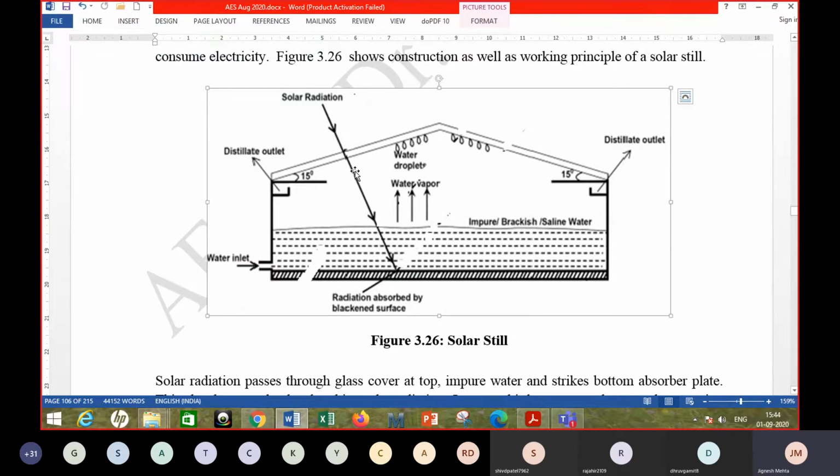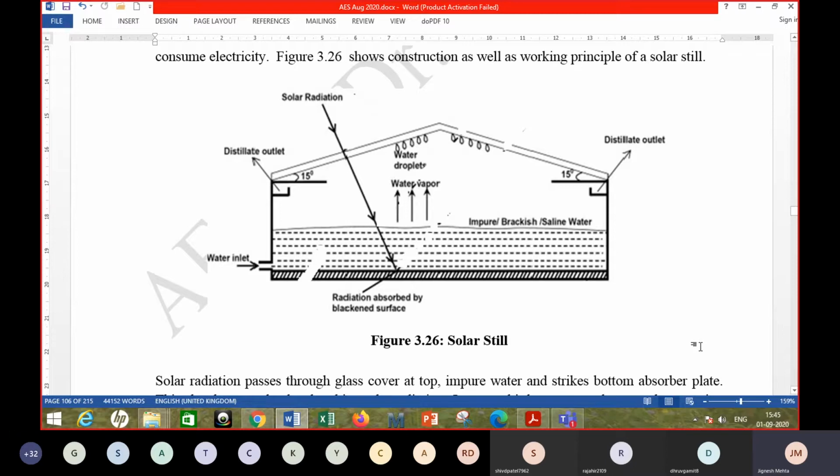So it cools the vapor and condenses it, and droplets are formed on the surface of the glass, which is sloping. So slowly those droplets accumulate and slide down along the inner surface of the glass, and they fall in the channel. From the end of this channel, you can take out the distilled water. Right. So the phenomenon seems to be very simple.